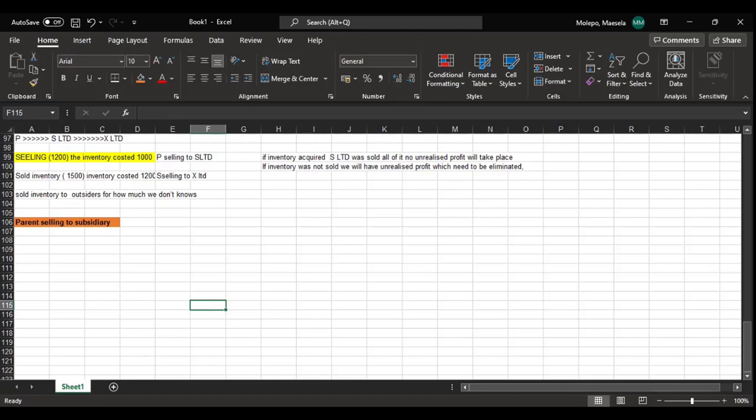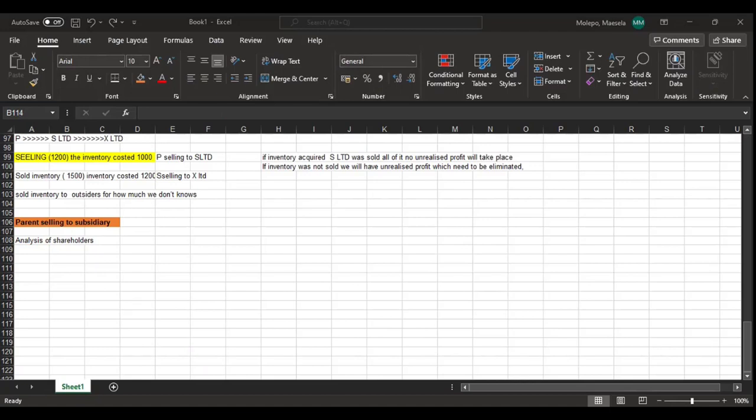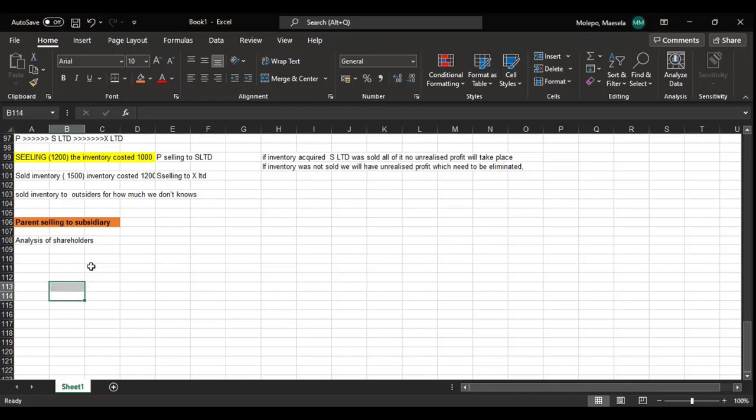Okay. So now we're going to start with the analysis of shareholders. On the analysis, there won't be much movement happening, because here the inventory is from the parent selling. So the only profit that is not realized will be on the parent side. It will be shown when you are doing the statement of profit and loss and the statement of changes in equity.